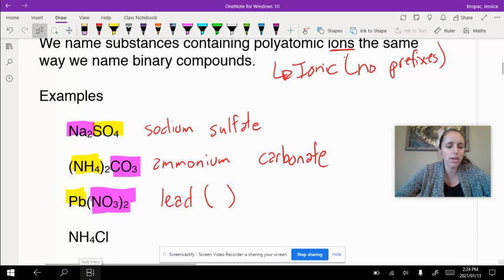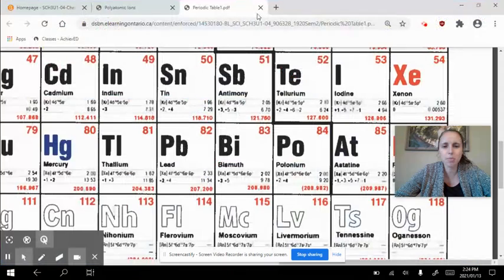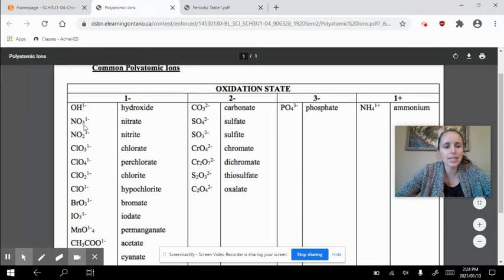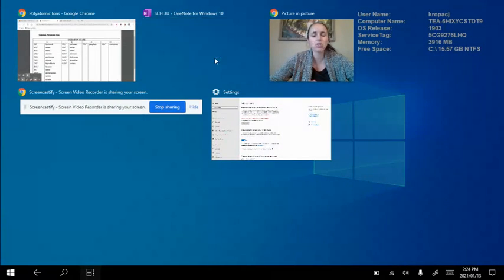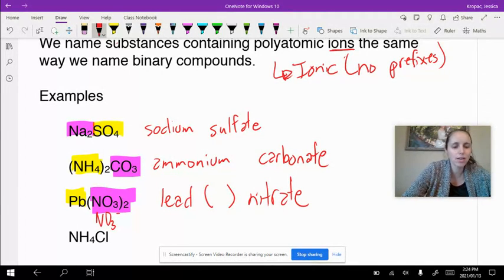So NO3, I'm going to take a look at my chart here. So I'm going to go back to my polyatomic chart. I'm going to find NO3, and I can see NO3 is right here. It is nitrate. So I'm going to write nitrate. Now, all that I have left to do is to figure out what that charge of that lead is. Well, nitrate, from the polyatomic chart, it said it had a charge of -1.